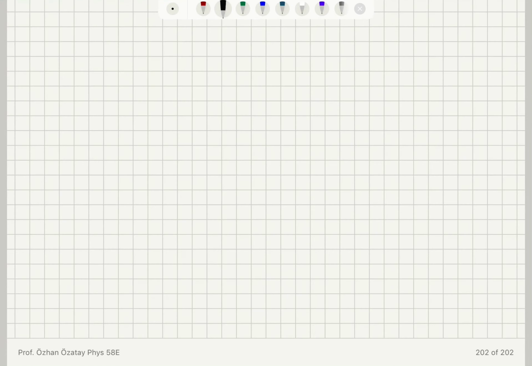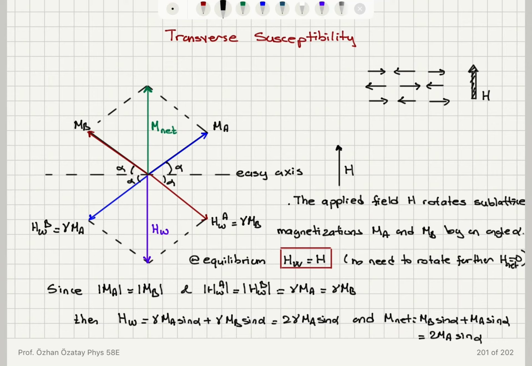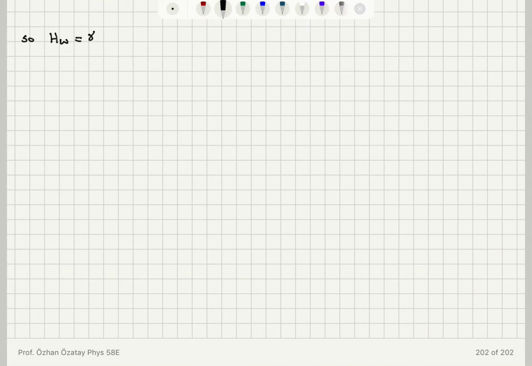Therefore, I see that the molecular field H_W, which was equal to 2 gamma MA sine alpha, is actually gamma times the net magnetization M net, and it is equal to the applied magnetic field at equilibrium. This is the condition. So we find that the transverse susceptibility, which is the net magnetization that we are measuring divided by the applied magnetic field, will be equal to 1 over gamma.